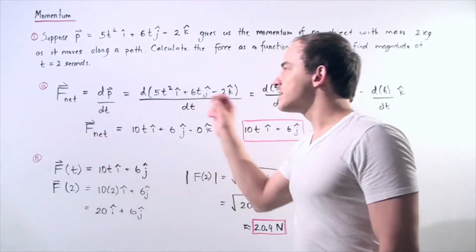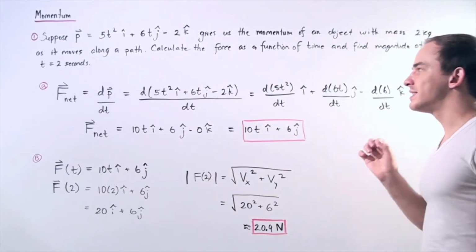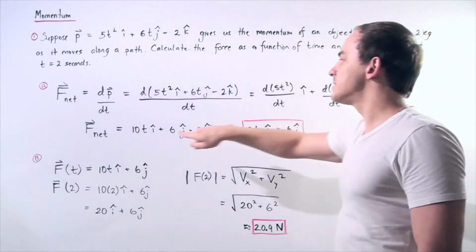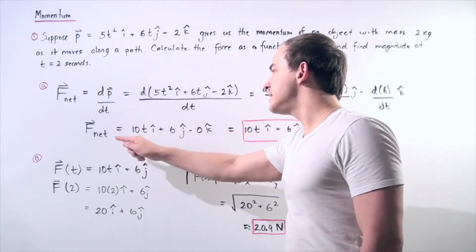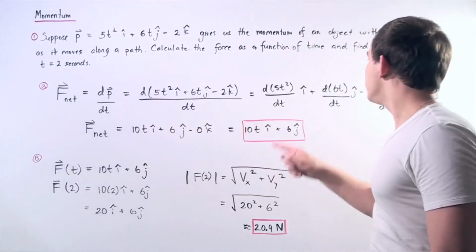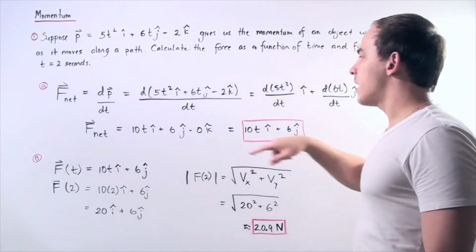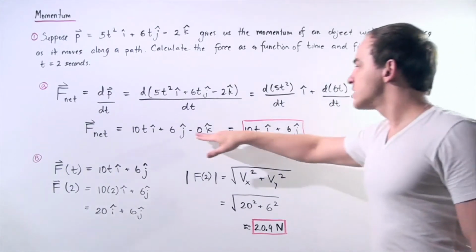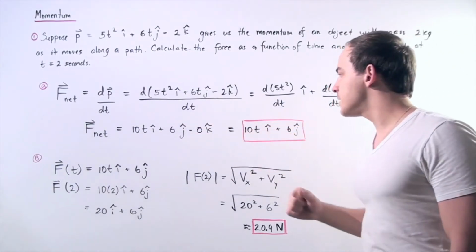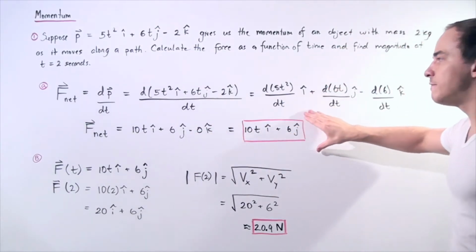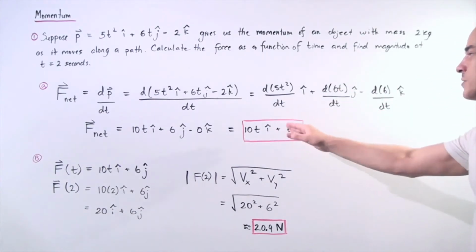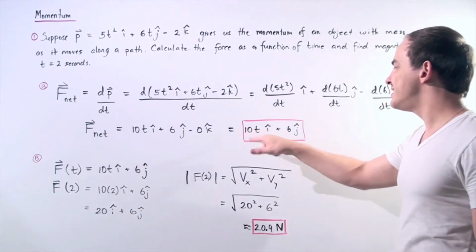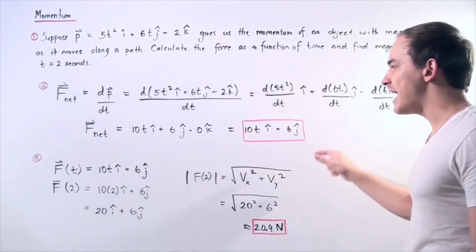The net force on our object with respect to time is equal to, so 5t squared becomes 2 times 5 times t, so 10t i hat, plus 6t simply becomes 6j hat, minus 6 becomes 0, so the z term disappears. And this becomes our force function with respect to time. So the force function is equal to 10t i hat plus 6j hat.